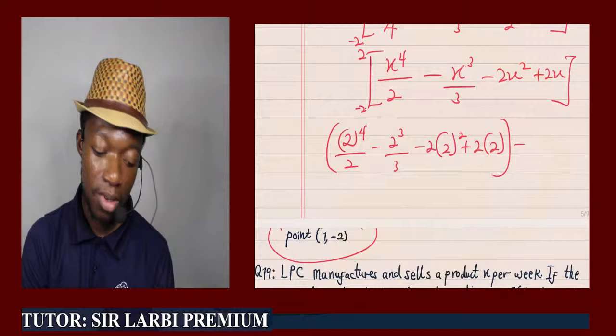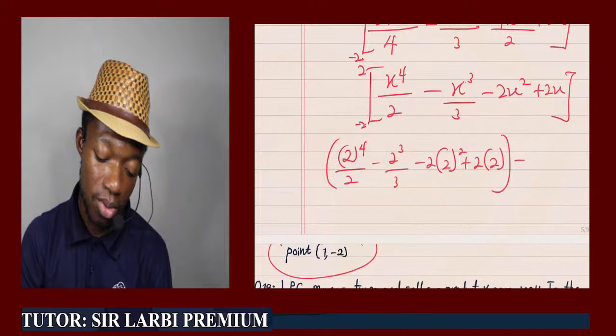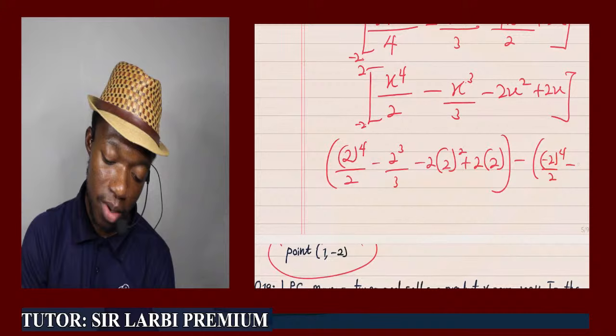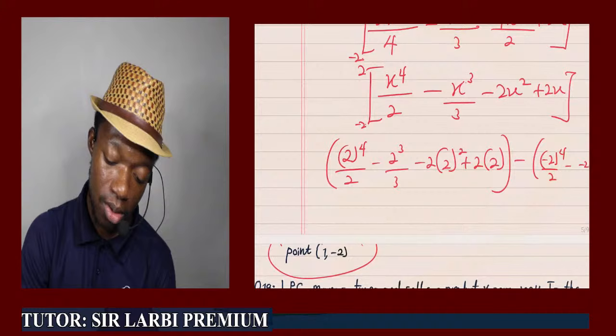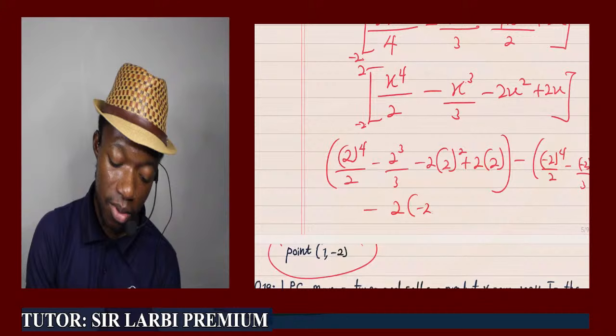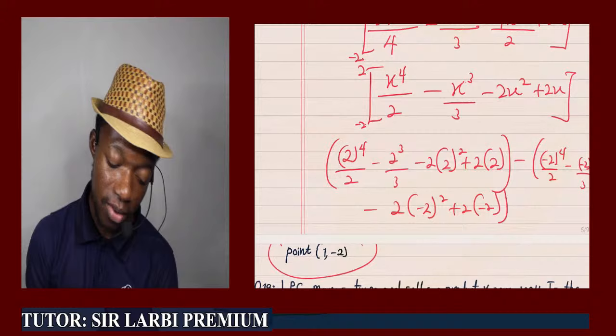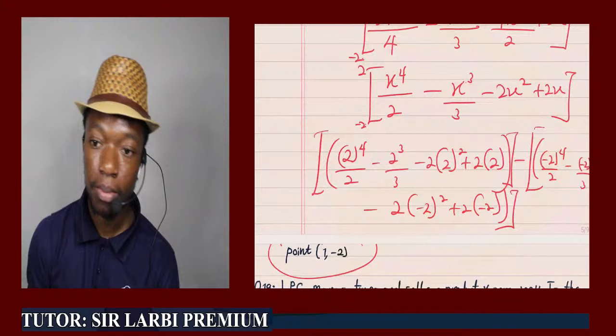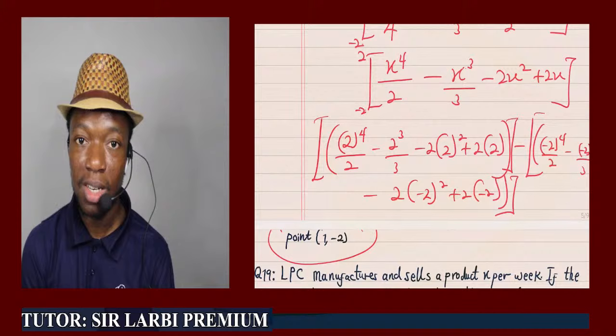You do the same for the negative 2. You follow suit. So we have negative 2 to the power 4 divided by 2 minus negative 2 to the power 3 divided by 3, then minus 2 times negative 2 to the power 2, plus 2 times negative 2, bracket close. After you substitute the upper and lower limits, you are comparing the values. So whatever you get at the end of the day, you take the difference between the two and that will give you the result, right?